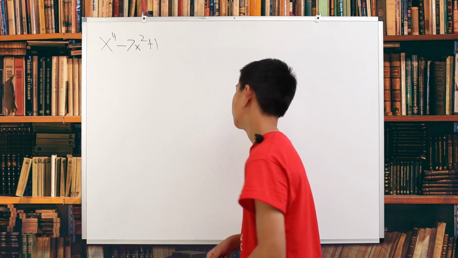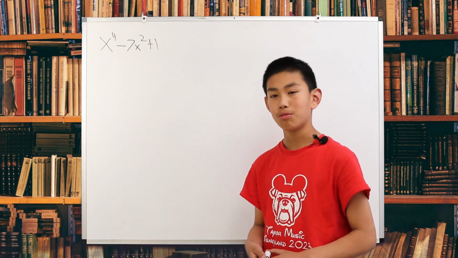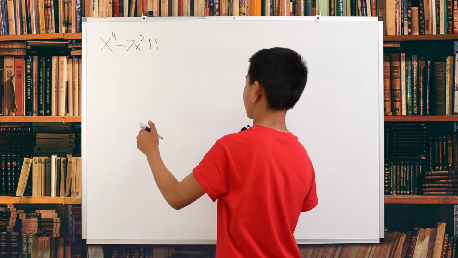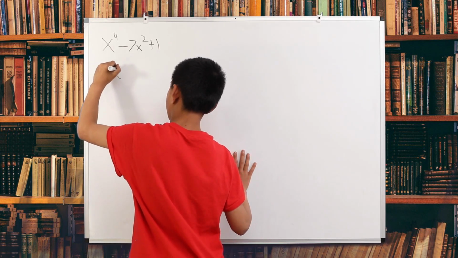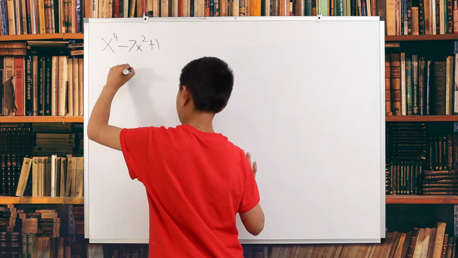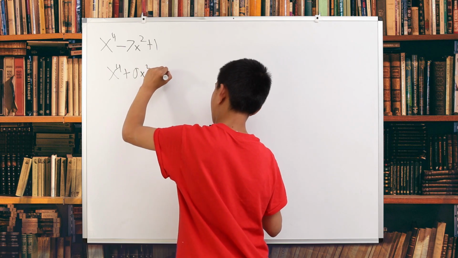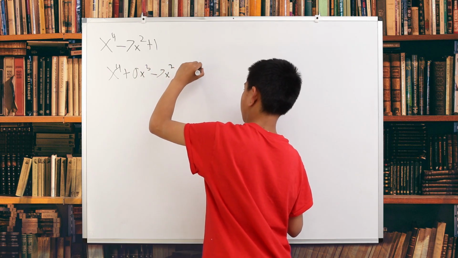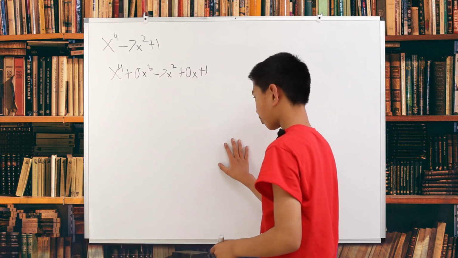So today we have a problem we have to solve as usual, but this time we have to factor it. Now I'm just going to write this completely in decreasing power order. So like this, x to the fourth plus 0x to the third power minus 7x squared plus 0x plus 1. Notice that these zeros don't change anything.